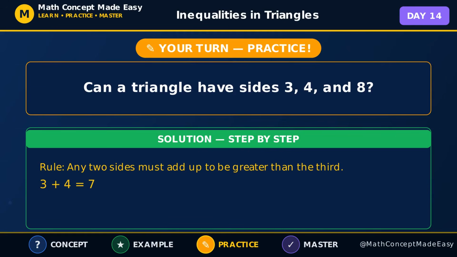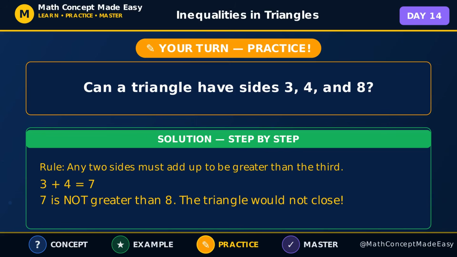Okay, let us solve it together. 3 plus 4 equals 7. 7 is not greater than 8. The triangle would not close. How did you do? If you slipped anywhere, rewind and watch that step again. That is exactly how strong students learn.